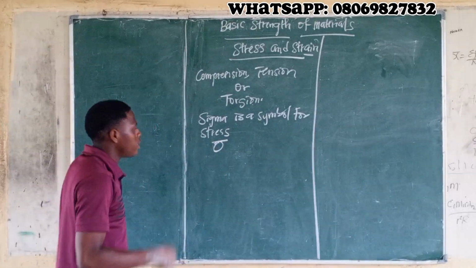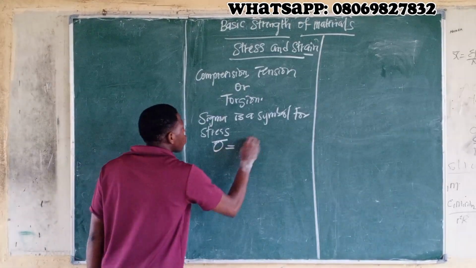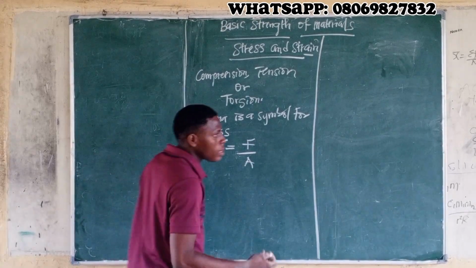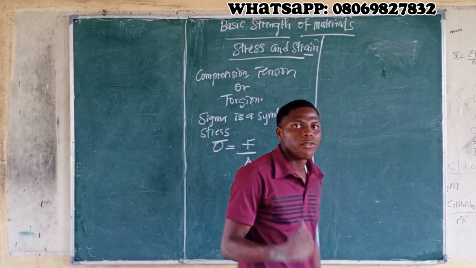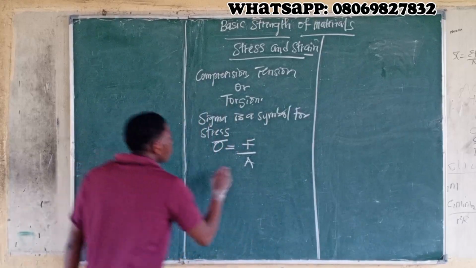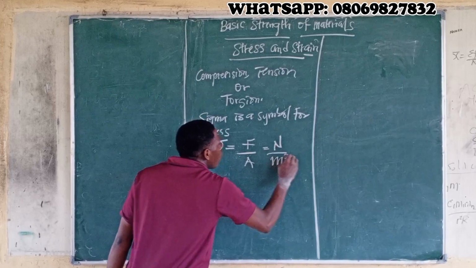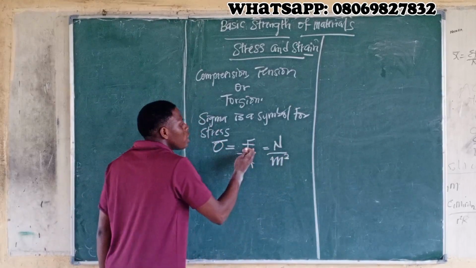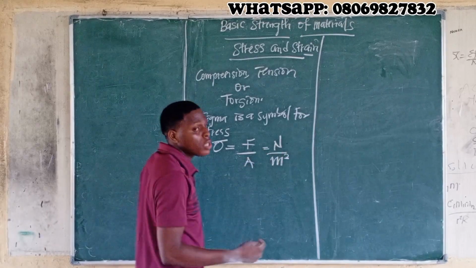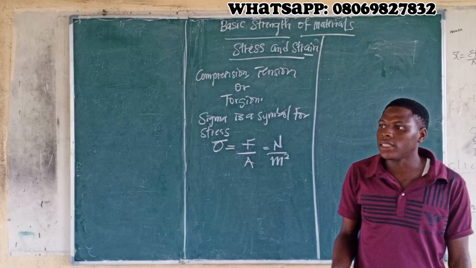And we said stress is a product of force per unit area. Now, what is the unit for stress? The unit for stress is Newton per meter square, because force is measured in Newton, and area is measured in meter square.